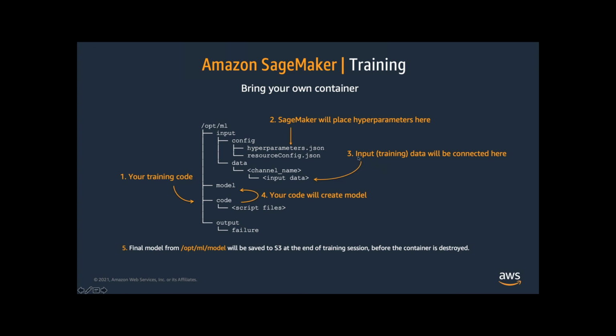The third step is you need to provide the training data. It's going to be connected here depending on the channel you're using, and your code is going to be creating the model and providing it into that specific directory. And just remember the final step. The final model is provided within the opt/ml/model directory. That's going to be saved to S3. That's going to be managed and done automatically by SageMaker at the end of the training session before the container is destroyed.